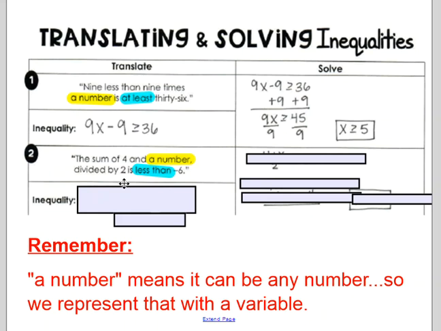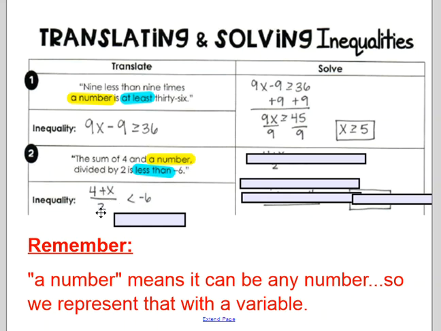Number 2, the sum of 4 and a number divided by 2 is less than -6. Well, this is going to be simple because that's just our less than symbol. All right, we're going to use the less than symbol. But look at the other part. The sum of 4 and a number divided by 2. So we have to do some adding of 4 and our variable, and then we want to divide by 2. So I wrote it like this. The sum of 4 and a number divided by 2 is less than -6.